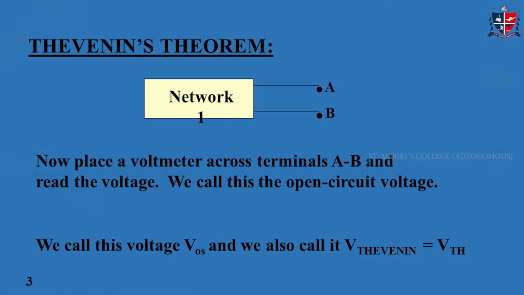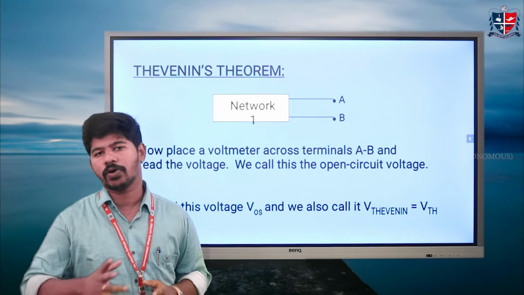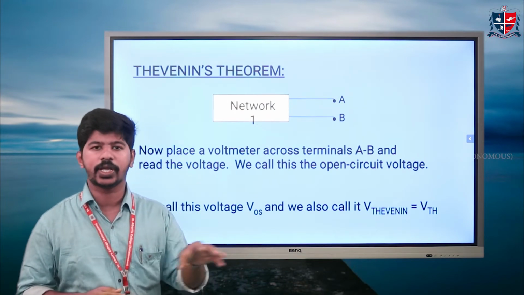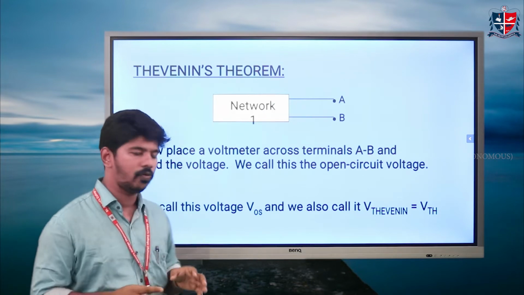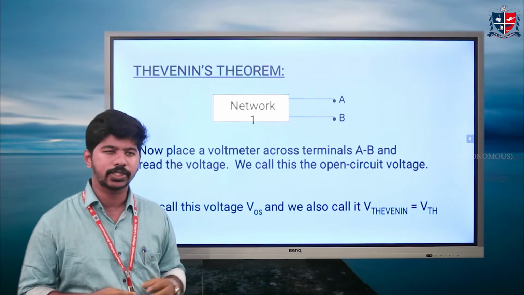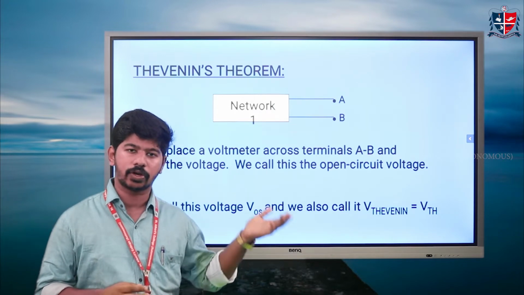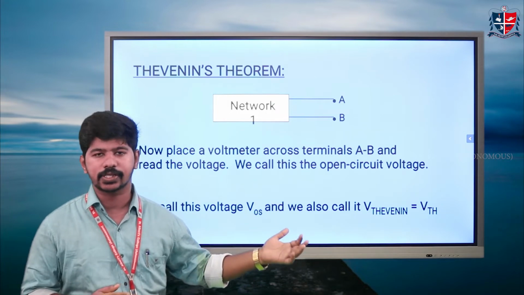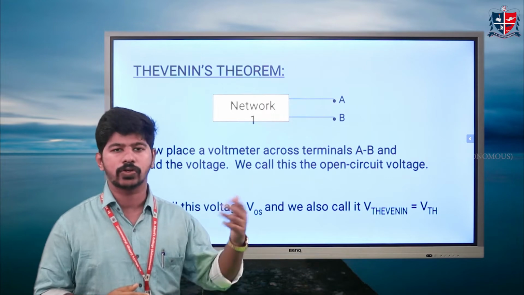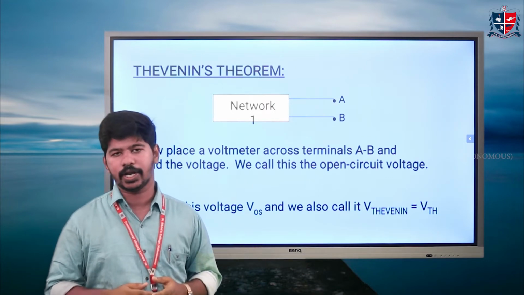Now, how will we determine the Thevenin voltage as well as Thevenin impedance? The Thevenin voltage is the voltage across the load when the load is removed. So the voltage across the load terminals when the load is removed is called the Thevenin voltage, and the Thevenin impedance or Thevenin resistance is the resistance seen from the load terminal when all the sources are replaced by their internal resistance.